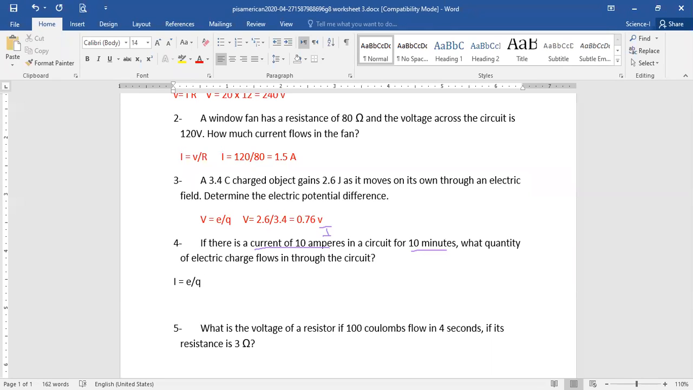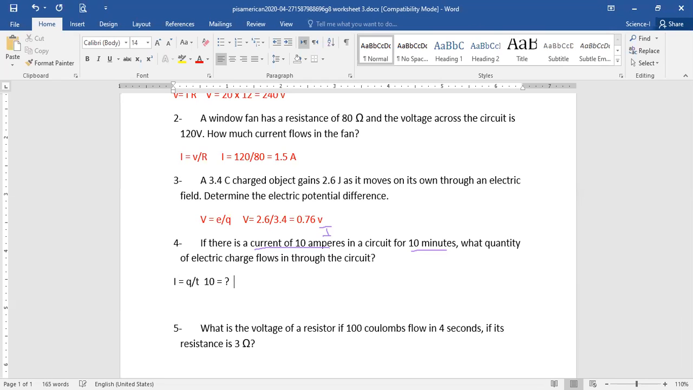Okay, you got this, guys? So he asks now about the Q. Sorry guys, I'm sorry. I equals Q over T. That's current, Q over T, the quantity of electrons over the time. So the current is known, so it's 10 equals Q over T. The Q is the unknown.